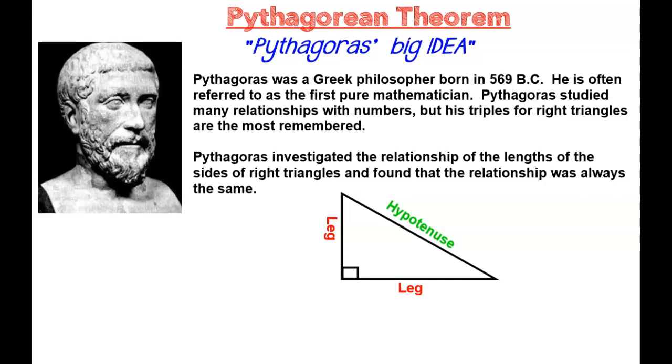So Pythagoras was a Greek philosopher who was born a long time ago in 569 BC. He's often referred to as the first pure mathematician, although there were many at the time. Pythagoras studied many relationships with numbers, but he's most famous for his study of right triangles. He investigated the relationship of the lengths of the sides of right triangles, and he found that there was something special about the relationship of these numbers.